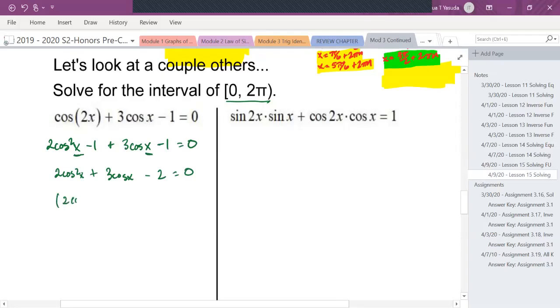So we have 2 cosine of x, and then cosine of x. Plus 2 here, minus 1 here. That equals 0. That looks good. So then this would be cosine of x equals 1/2. This is going to be cosine of x equals -2. So cosine of x can't equal -2. That won't produce any answers. But cosine of x can be 1/2, and that would be at pi thirds and 5 pi thirds.